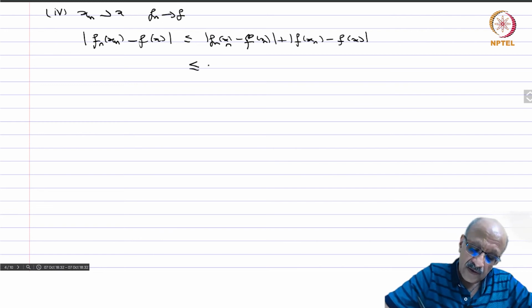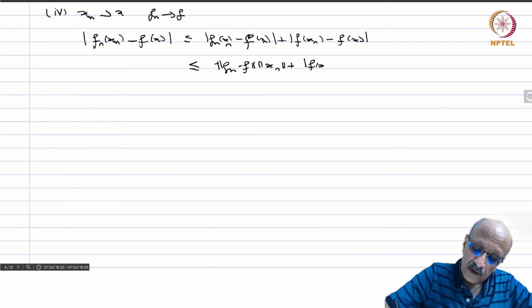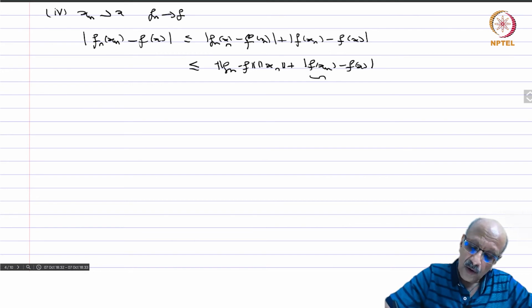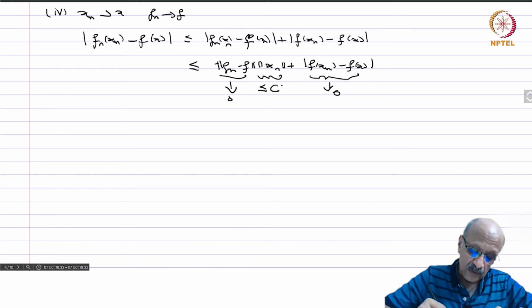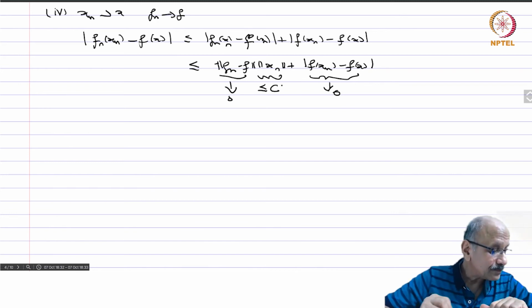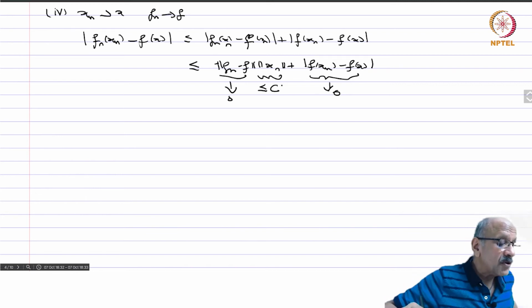The first one is less than or equal to norm fn minus f times norm xn plus mod f of xn minus f of x. Now by the first part of this proposition, this goes to 0 since xn goes to x weakly, and then this goes to 0 and this is bounded by part 3, and therefore you have the whole thing goes to 0 and we have what we want. Okay. So this proves this proposition completely.